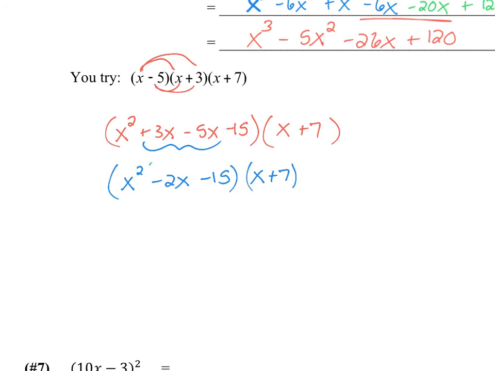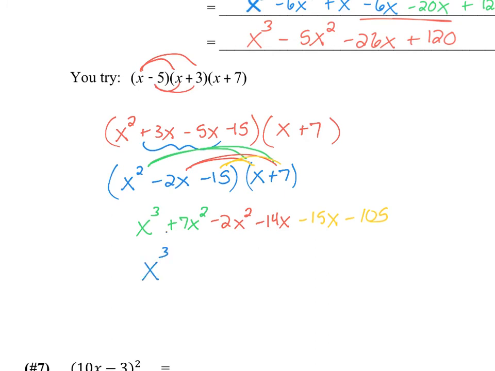Now we distribute everything in the first parenthesis to the second. So x squared times x is x to the third. X squared times 7 is 7x squared. Then we have negative 2x times x is negative 2x squared. And negative 2x times 7 is negative 14x. And lastly, negative 15 times x is negative 15x. And negative 15 times 7 is negative 105. Okay, and the last thing we do is combine like terms.